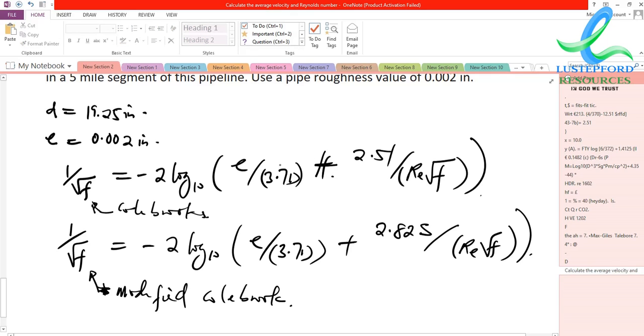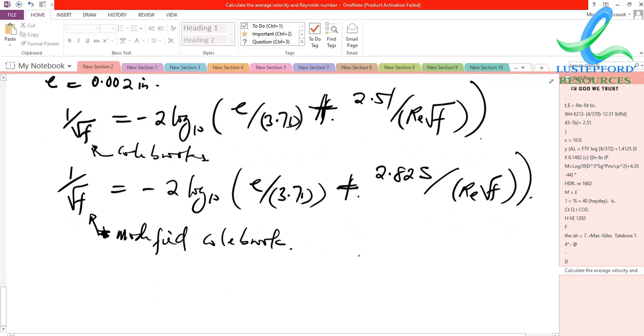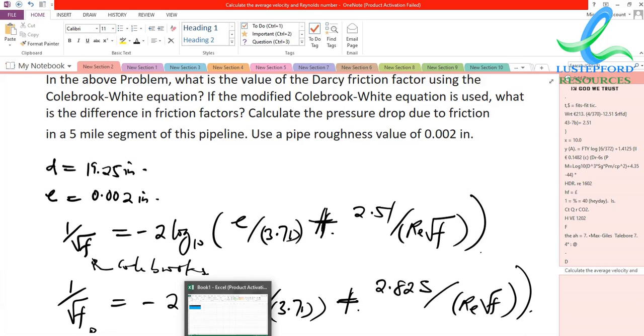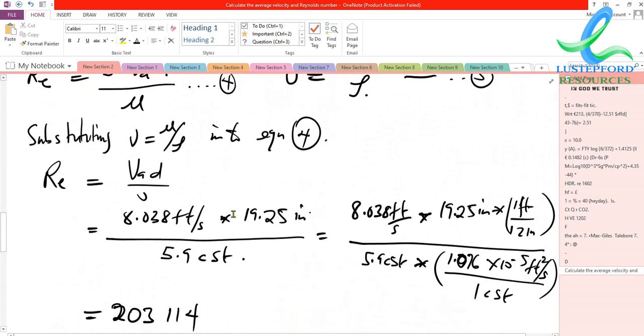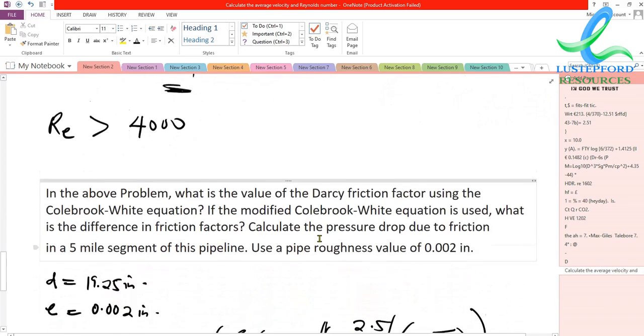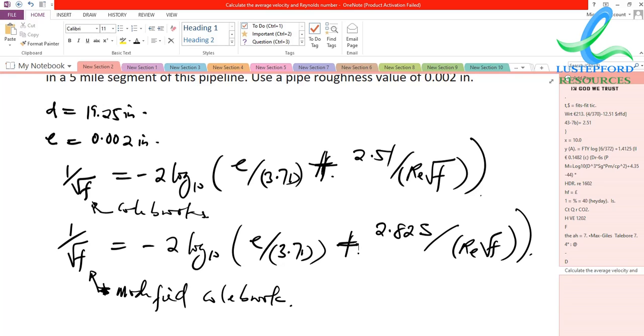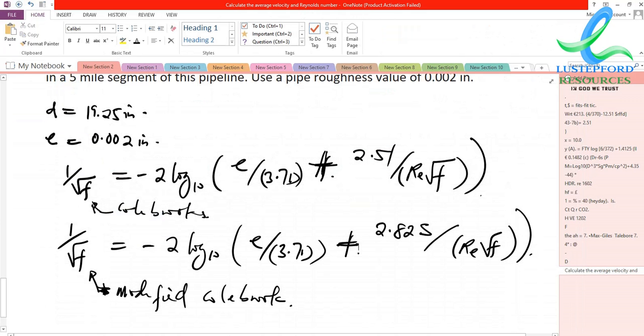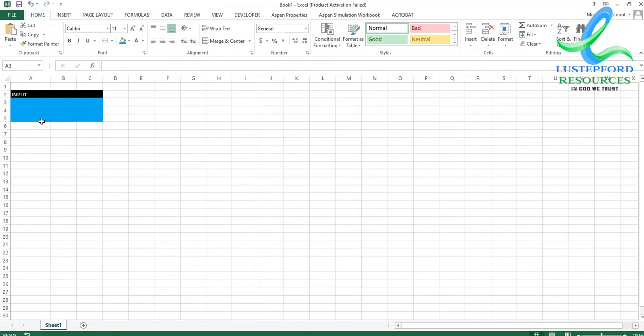Now, what we're going to do, we're going to use Excel. And we have calculated our Reynolds number, which is this. Now let's open Excel. I will type, let's say, internal diameter.